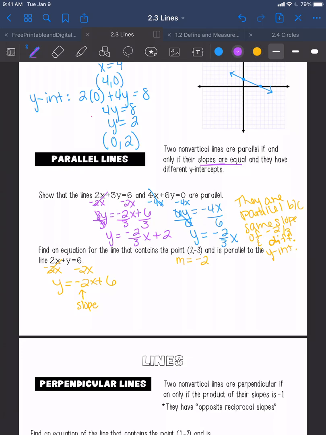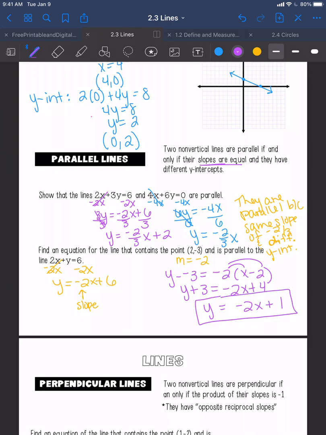So you can write it in slope-intercept form or point slope and simplify. I'm going to do point slope this time. Y minus negative 3 equals negative 2 times x minus 2. That's y plus 3 equals, if I distribute, negative 2x plus 4. And that would give me y equals negative 2x plus 1 as my equation.